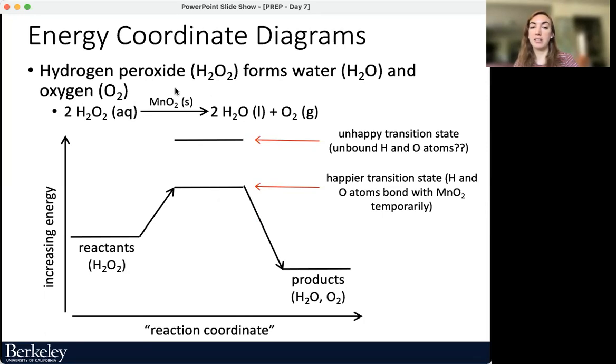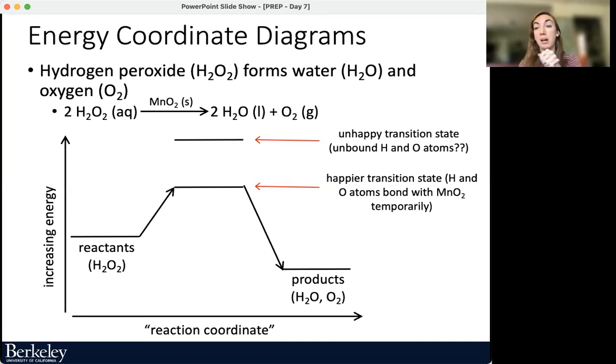So this catalyst, this MnO2, isn't actually consumed or produced. It doesn't change the initial state or the final state. It's just a little shortcut around the hill that the molecules need to climb. Again, for right now, I wouldn't worry about where these lines are or what the transition states are or exactly the mechanism of how the catalyst is working. But just think of it conceptually.